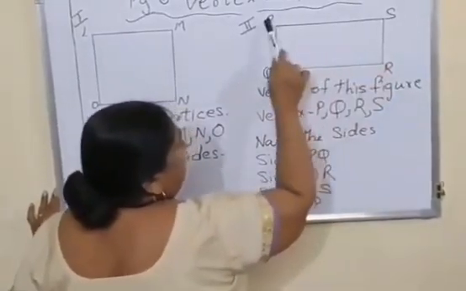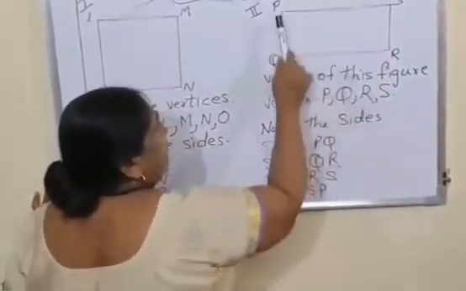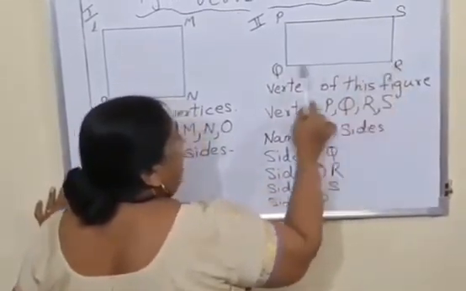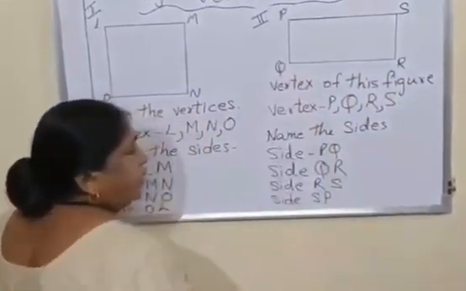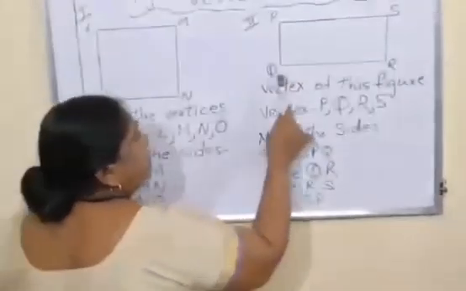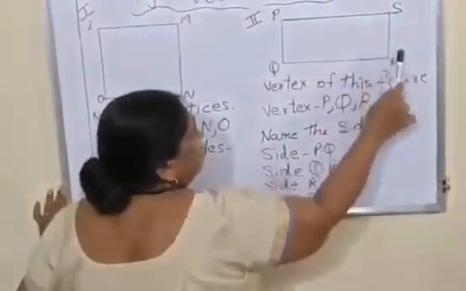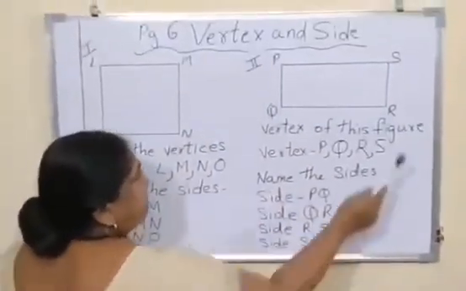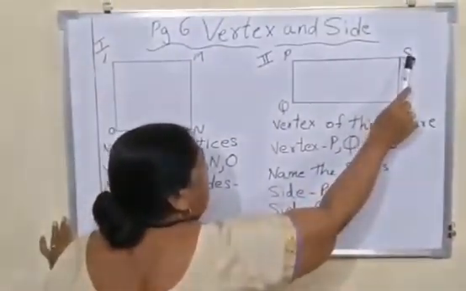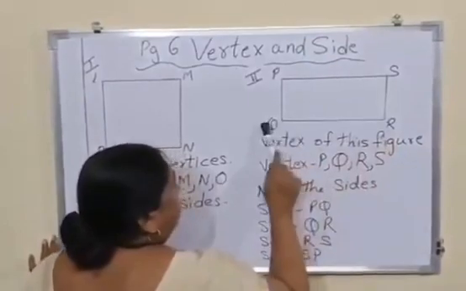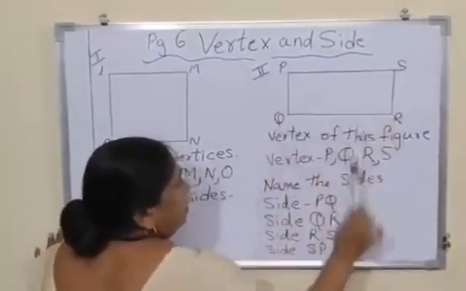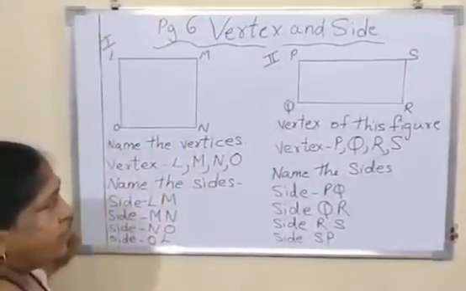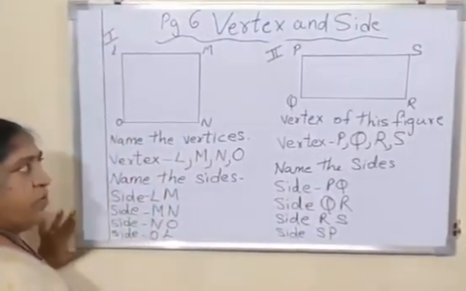RS, and SP. You can write, and the other way also, side PQ, side PS, side SR, side RQ, and side QP. But if you are starting from here, you will go this way. If you are starting from here, you will go this way. Understood, children? You can start from any corner. You can start from here. If you are starting from here, it will be side SR, RQ, PQ. But see that you write all the four sides, because in the rectangle there are four sides and four vertices. Did you follow children?